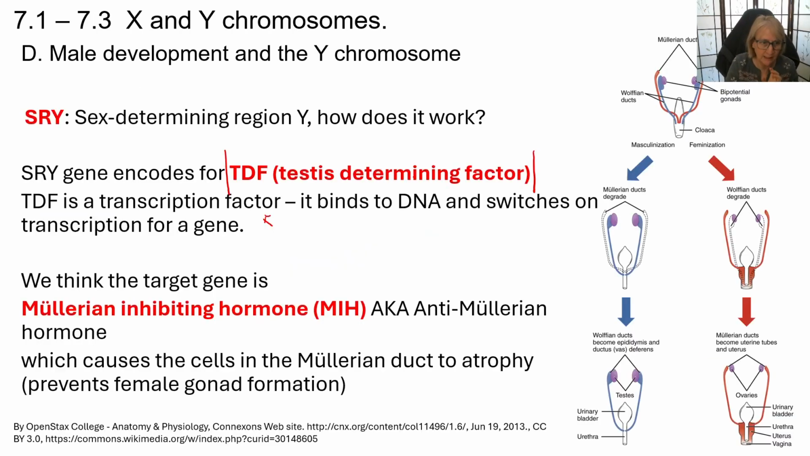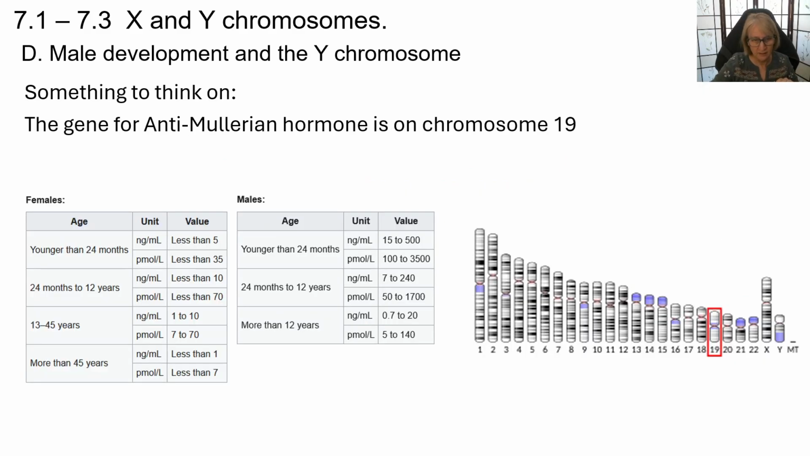So I'll go back one second. SRY codes for a protein called TDF, testes-determining factor. Testes-determining factor is a switch. It's a protein that binds to the DNA somewhere else, and it inhibits the development of female genitalia. That gene that it's grabbing onto and inhibiting is on chromosome 19, not on the sex chromosomes.